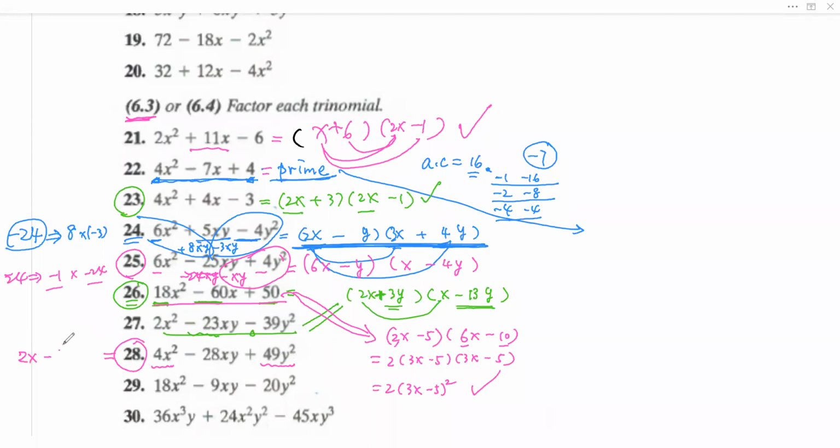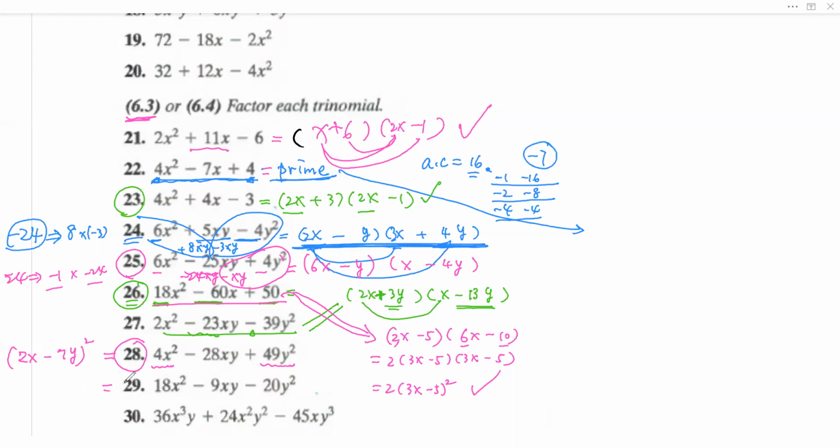Can you read your answers? I don't like to give my answers. 2x minus 7y squared. Yep, it's easy, huh? Okay, all right.